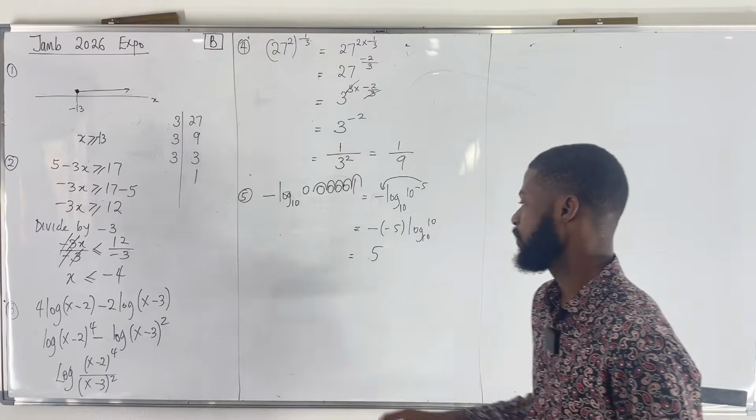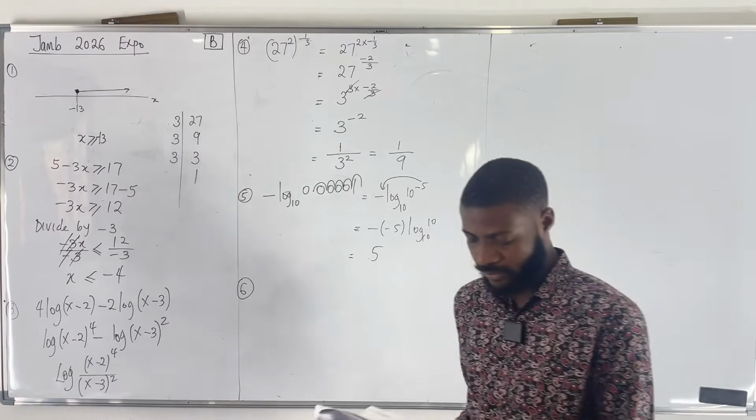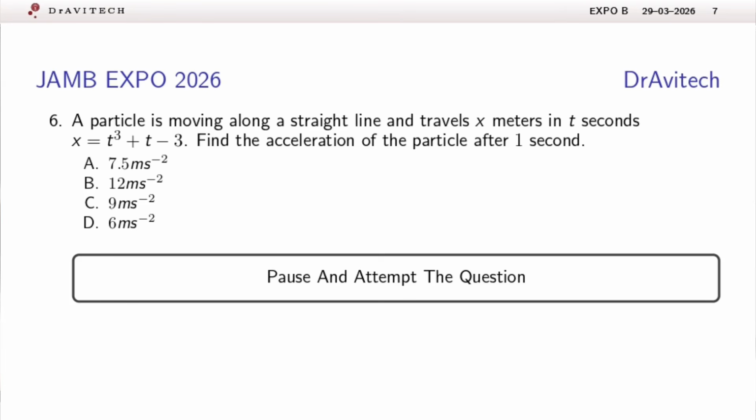Let's move on to the next question, question number 6. A particle is moving along a straight line and travels x meters in t seconds, where x is equal to t cubed plus t, take away 3. You have to find the acceleration of the particle after 1 second.